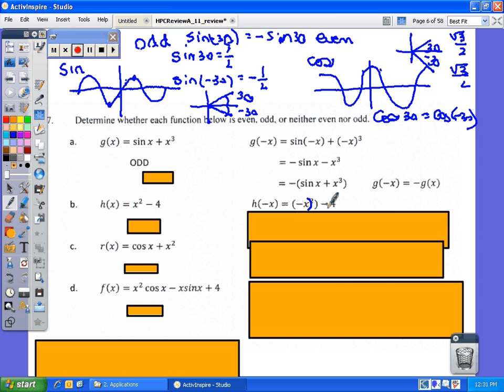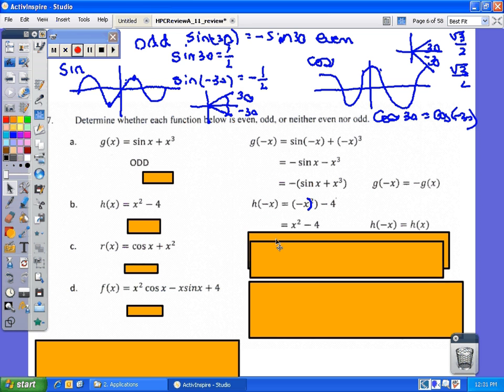Now, when I square a negative x, I get a positive x squared. So that ends up being x squared minus 4, which is exactly what I had when I input a positive angle. Here, when I input a negative angle, I get the same exact answer, which makes this even. Okay.